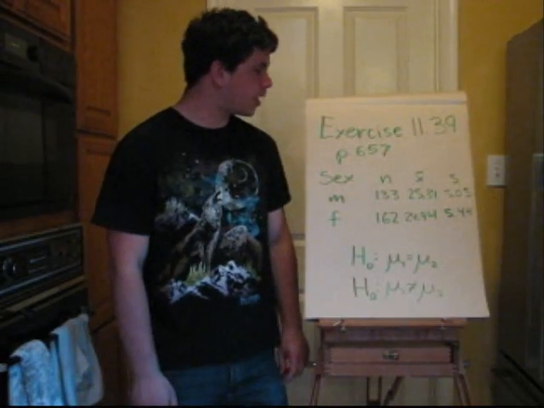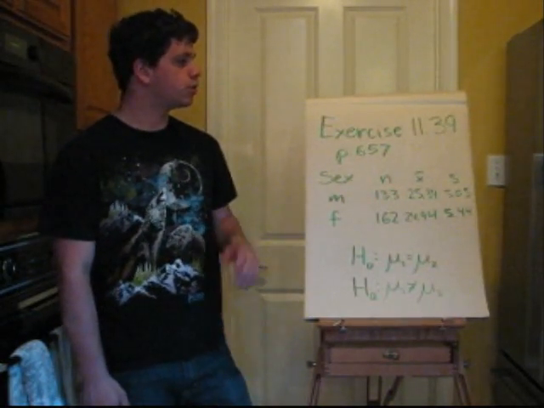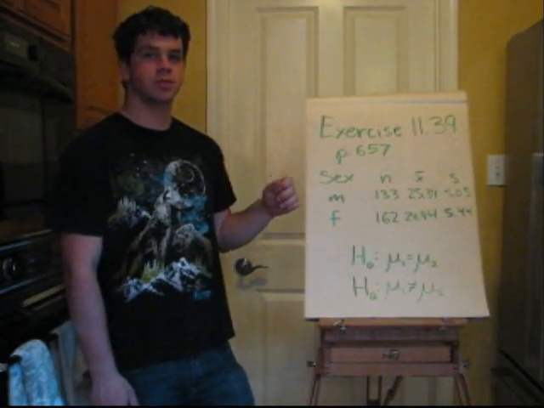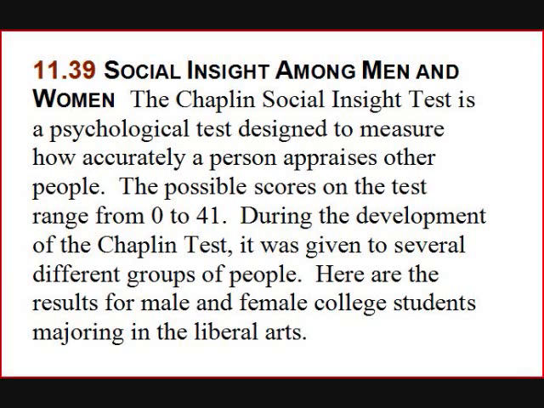Now let's do exercise 11.39 from page 657 in the Practice of Statistics book. The Chaplin Social Insight Test is a psychological test designed to measure how accurately a person appraises other people. The possible scores on a test range from 0 to 41. During the development of the Chaplin test, it was given to several different groups of people. Here are the results for males and females, college students majoring in the liberal arts.